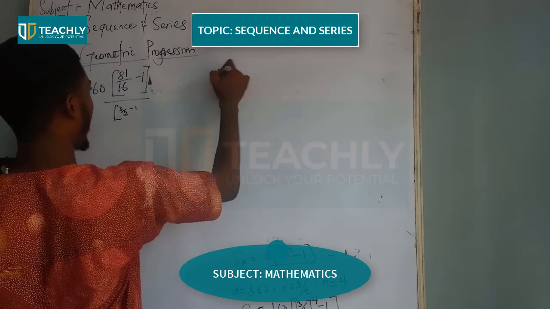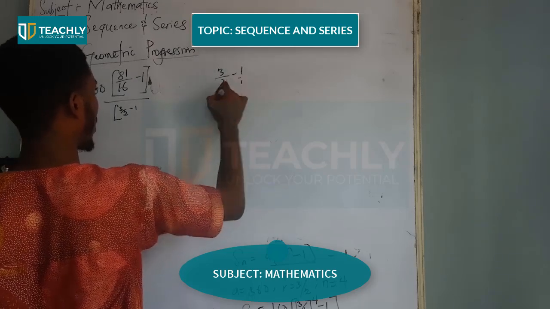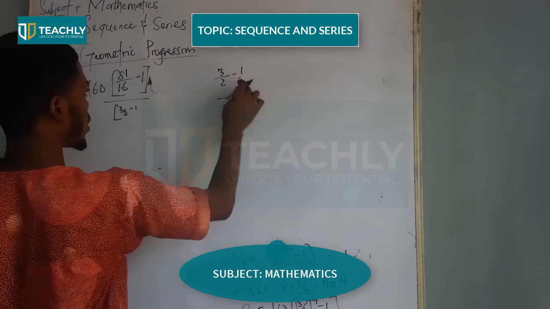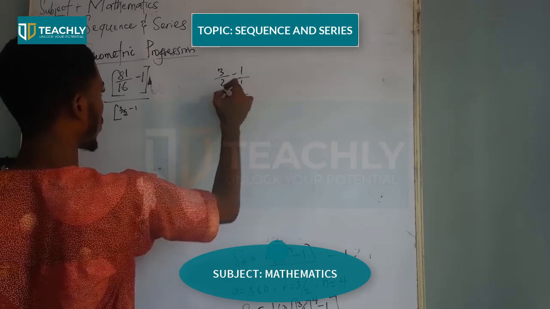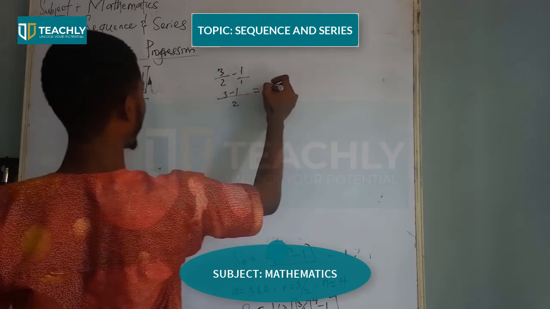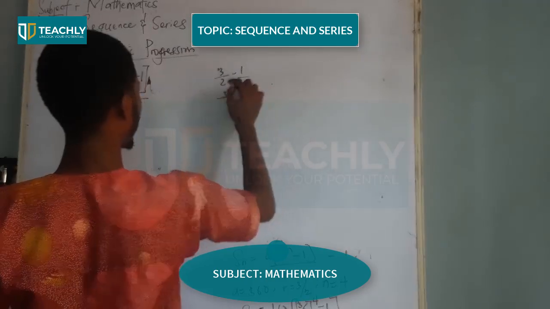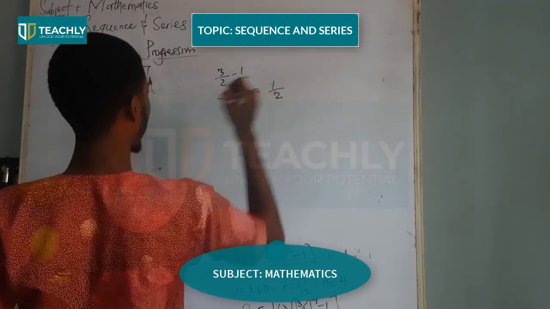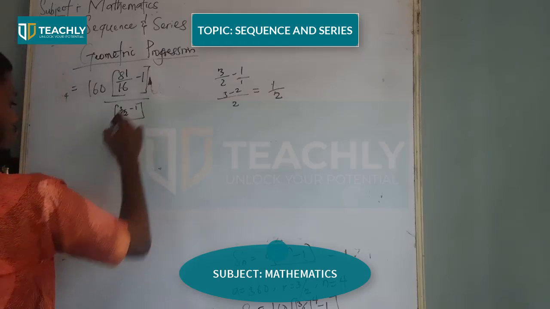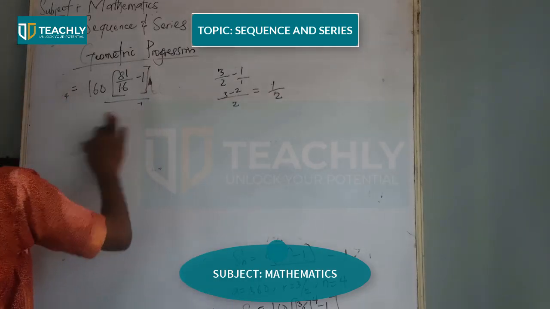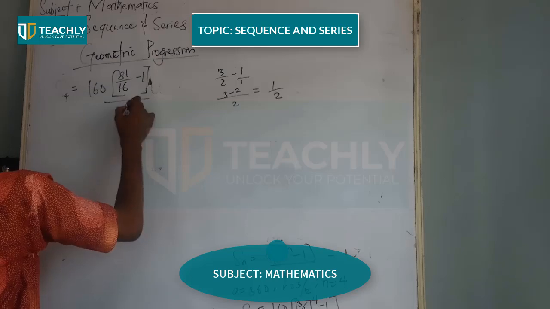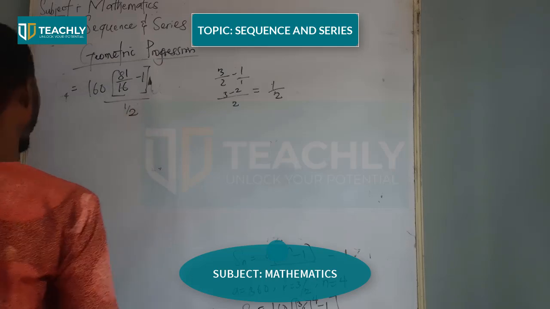Let me solve this somewhere. 3 over 2 minus 1. I have what? The sum here is what? Is 2. I have 3 minus 1. I have what? Sorry, I have 2. So I have 1 over 2. I have 1 over 2 here. So I don't need to write this again. Let me just write it as what? 1 over 2. Okay? So let's proceed.